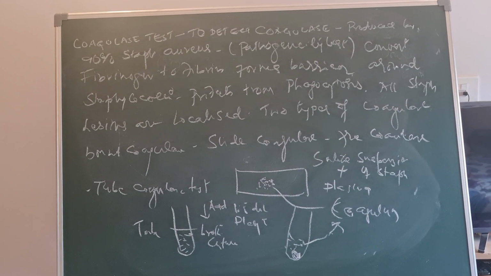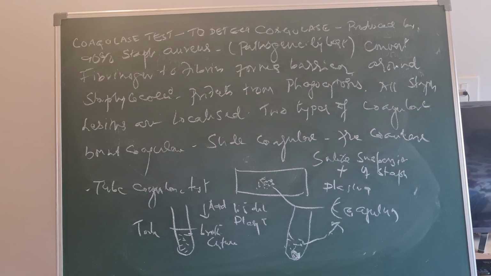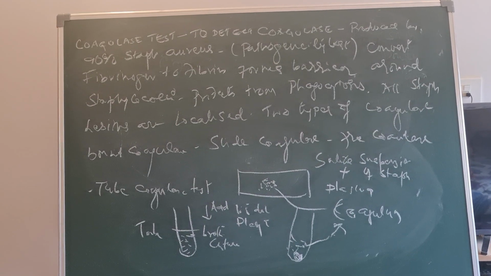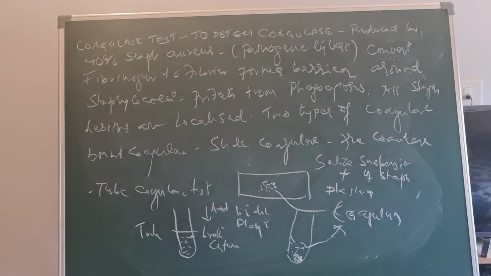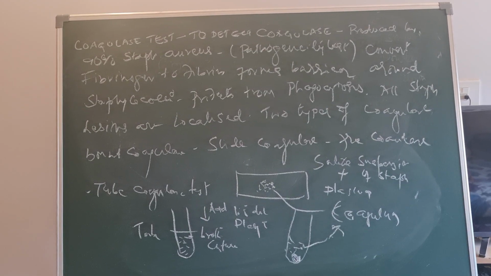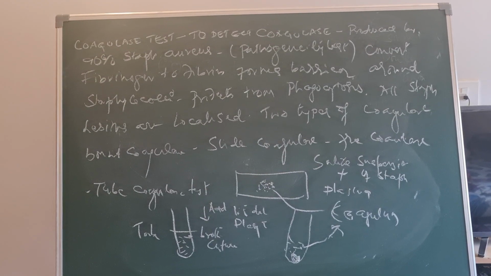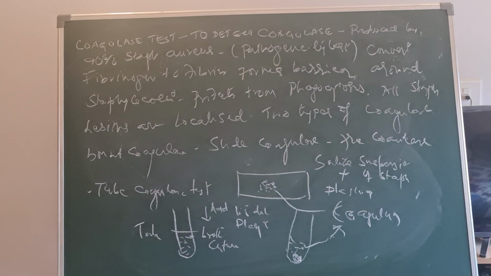Two types, bound coagulase and free coagulase. Bound coagulase is tested by the slide coagulase. Free coagulase is tested by the tube coagulase. Take saline suspension, add plasma, there will be clumping. Slide coagulase. Free coagulase: 0.5 ml of the broth culture, add 1 in 5 diluted plasma, incubate at 37 degrees for 4 hours for the formation of a thick coagulum at the bottom of the tube.